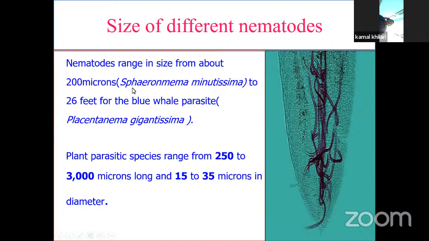So these animal parasitic nematodes may be very large in size, but overall these plant parasitic nematodes are very much different from the animal parasitic nematodes. They are very small in size. The smallest may be 250 micron long, meaning 1/4 of 1 millimeter, and the largest size of the plant parasitic nematode is 3000 micron, meaning near about 3 mm long. So these plant parasitic nematodes are very small.